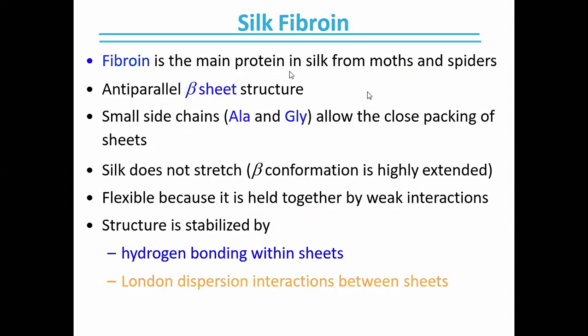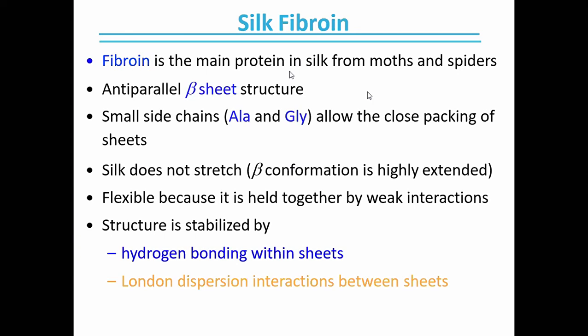Okay, what about silk? Silk is a fibrous protein as well. It has an anti-parallel beta structure, so that's why it's very strong. They have small amino acids, alanine and glycine, so it allows for close packing of sheets. That's why the packing is very close, because the amino acids are small. It doesn't stretch too much, even though it's flexible.